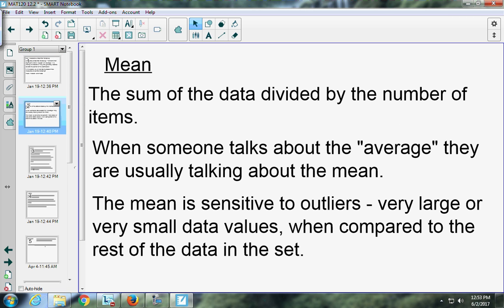Mean is the sum of the data divided by the number of items. When someone talks about the average, they are usually talking about the mean. And the mean is very sensitive to outliers. Outliers are very large or very small data values when you compare them to the rest of the data in the set. So if you have one very large number, it will make the mean higher than it should be compared to the rest of the data.